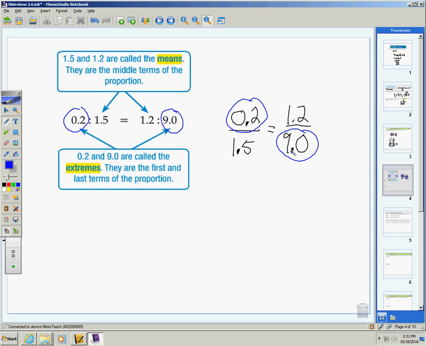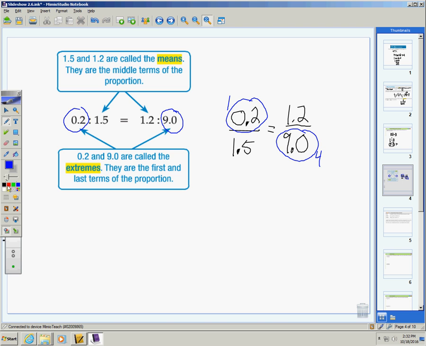These two numbers are called the means, or the extremes, sorry. These two numbers are the extremes. They're the outside numbers. And if you think about it, I go numerator, denominator, numerator, denominator. Obviously this was my first and this was my fourth. So these are the extremes. They're the outside parts of my proportion.